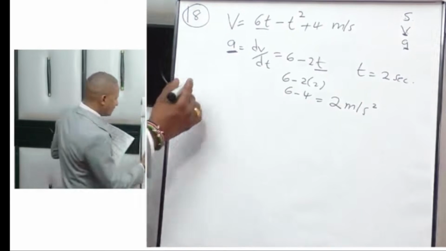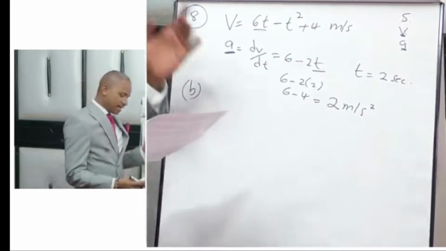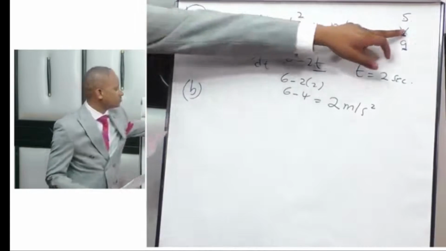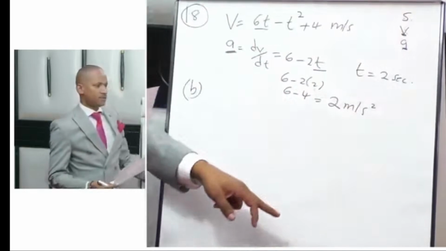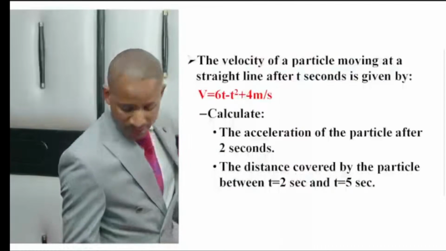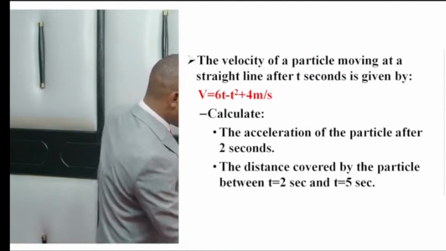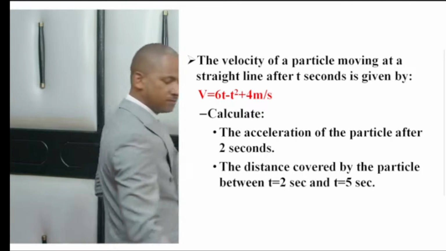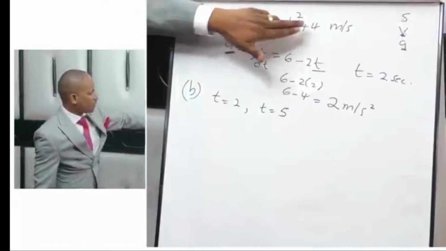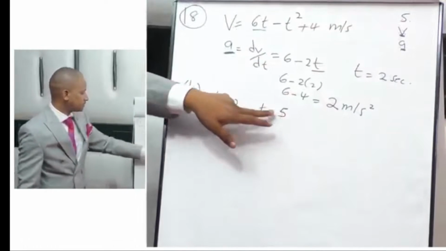Then the last part B is now the integration. Calculate the distance. Remember, we have velocity. Now they want us to move from velocity, so we go up. Calculate the distance covered by the particle between times t equals 2 and t equals 5. You've been given the velocity. They want the distance covered by this particle between these 2 times.